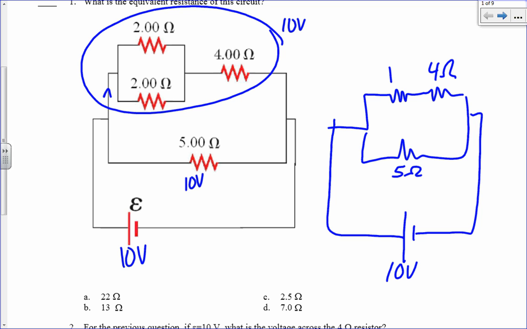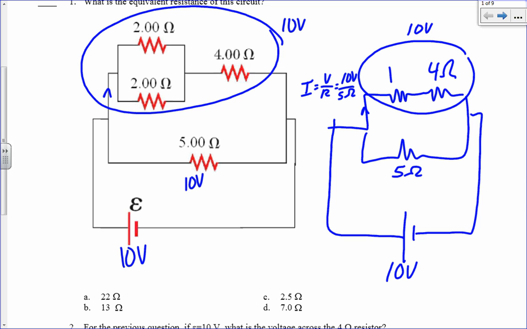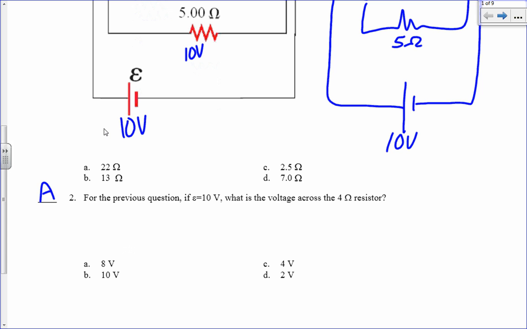I know that this top branch has 10 volts across them combined, and that means that my current coming here, I, is equal to V over R. That's going to be 10 volts over 5 ohms, which is the equivalent of that 1 and 4. So that's 2 amps. So I have 2 amps coming through this branch of the circuit, and then I can find my voltage here, because I have 2 amps going through the 4 ohm resistor. So V is I times R. That's 2 amps, that's 4 ohms. That's 8 volts. So for number 2, the answer is A.